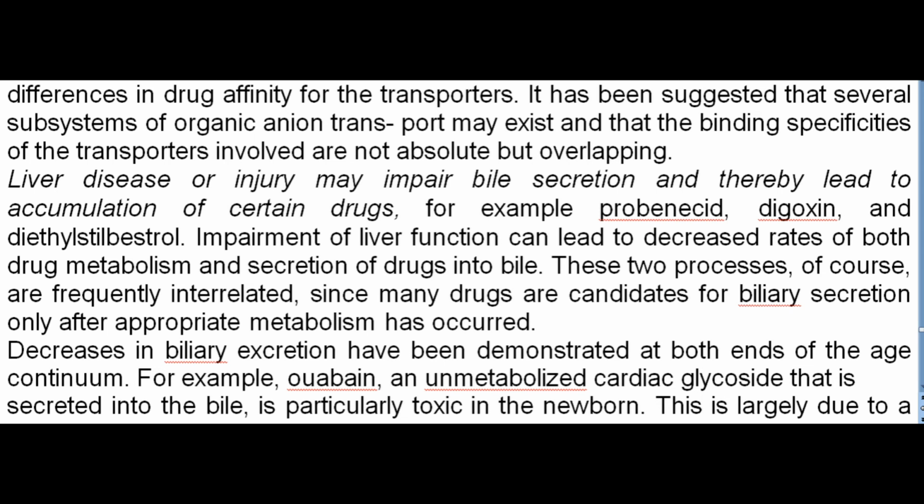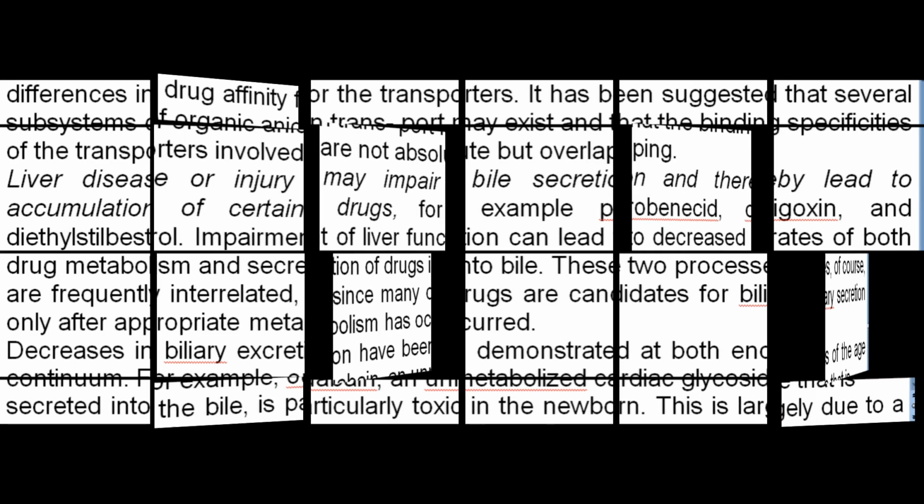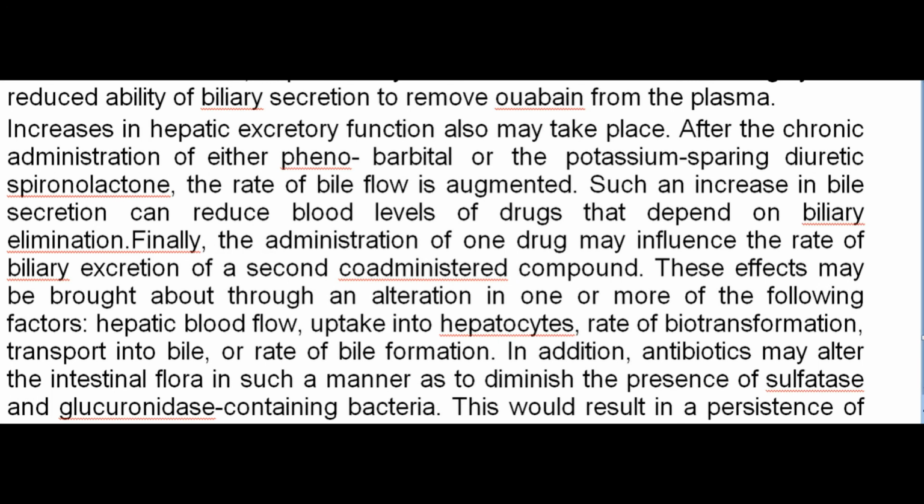For example, ouabain, an unmetabolized cardiac glycoside that is secreted into the bile, is particularly toxic in the newborn. This is largely due to a reduced ability of biliary secretion to remove ouabain from the plasma. Increases in hepatic excretory function also may take place. After the chronic administration of either phenobarbital or the potassium-sparing diuretic spironolactone, the rate of bile flow is augmented. Such an increase in bile secretion can reduce blood levels of drugs that depend on biliary elimination.